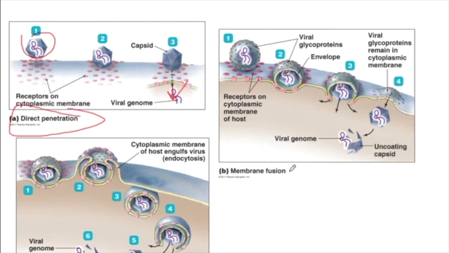Then you have the membrane fusion for enveloped viruses, and they would fuse when they come into contact with the right receptors, fuse with the membrane, become part of the membrane of the host cell, and then the nucleic acid is then released as the capsid is degraded.